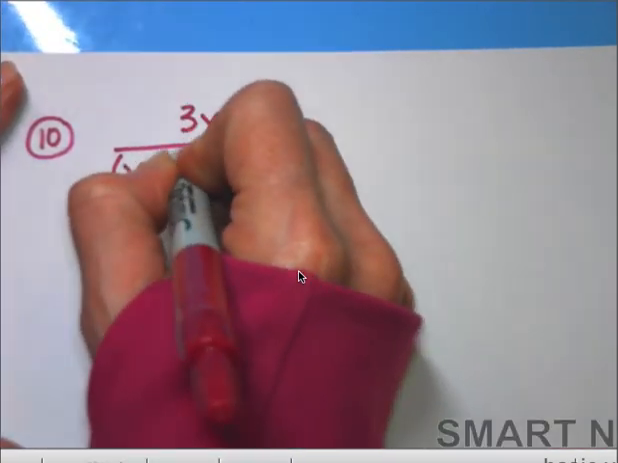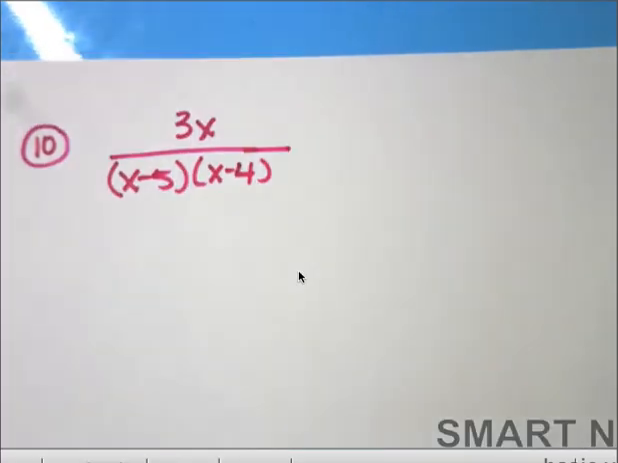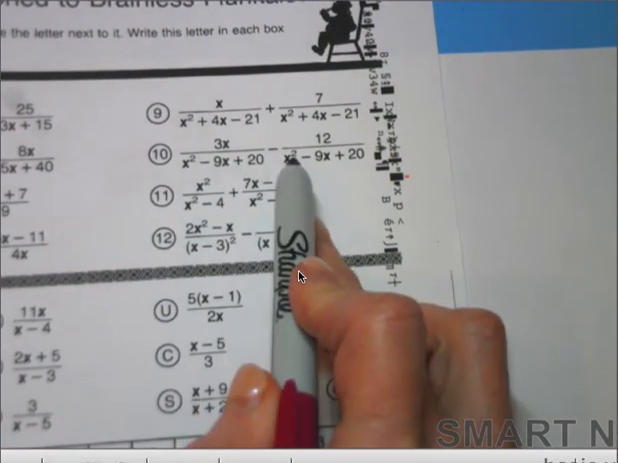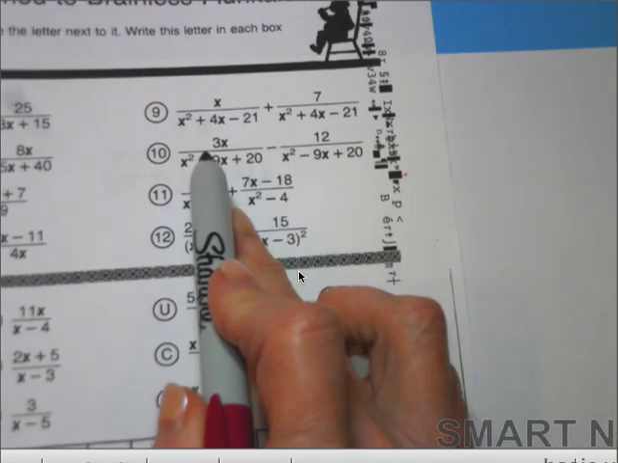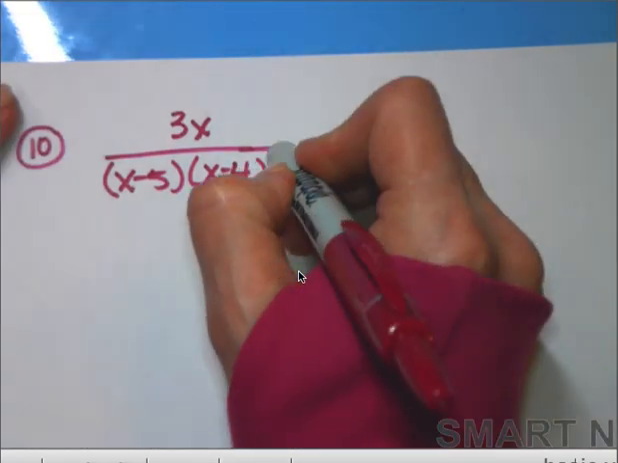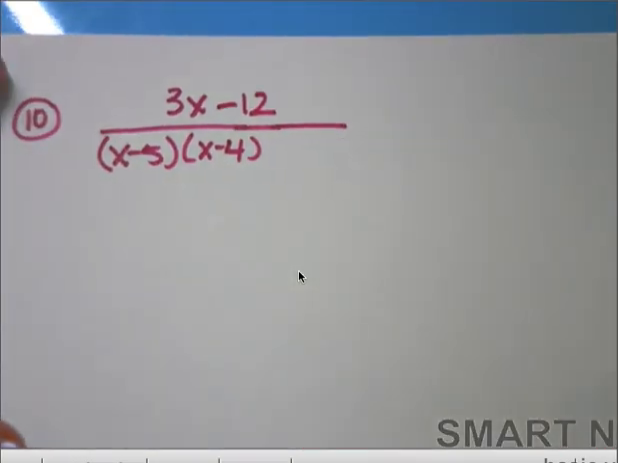So this is going to be x minus 5, x minus 4. And here I've got 3x. They both have a common denominator. I'm just going to copy it in its factored form. I'm going to write the ratio 3x minus 12 in my new numerator here, just for the sake of time and space on the video, and I didn't space that out very good, did I?